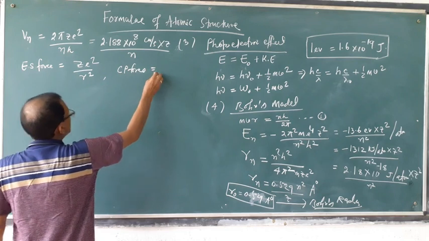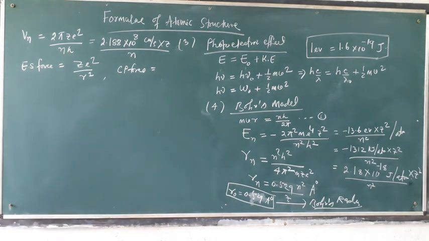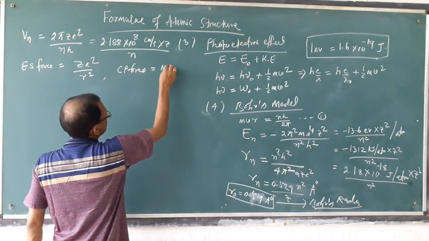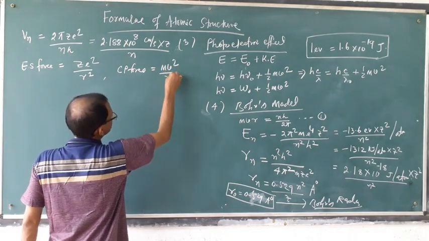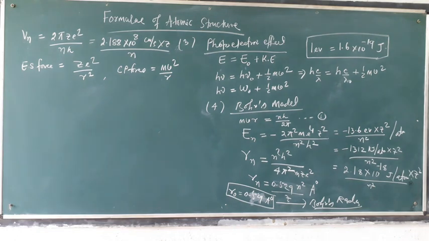Centripetal force is always equal to mv square by R. This formula is also very important. Centripetal force and electrostatic force are both equal: Z square by R square equals mv square by R.